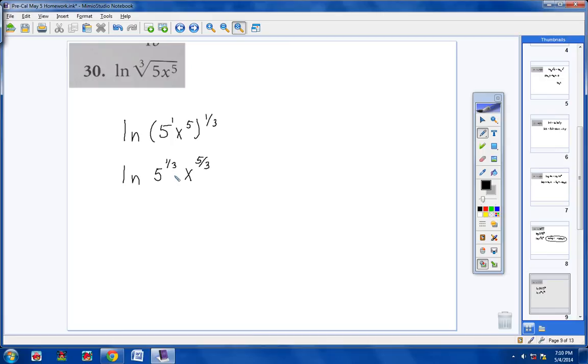And now notice that you have a 5 times an x, so we're going to write that as two separate logarithms. So the natural log of 5 to the 1/3 power plus the natural log of x to the 5/3 power. Okay, now the only thing left to do is to obviously move your exponents or your powers to the left of the logarithm, which we have done. And there we go. We're looking pretty good. If you want to bring that plus sign over a little, you can.